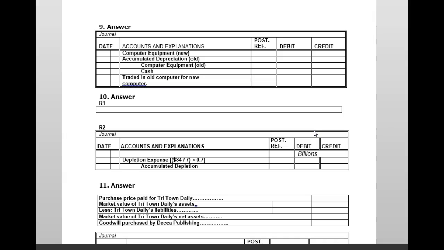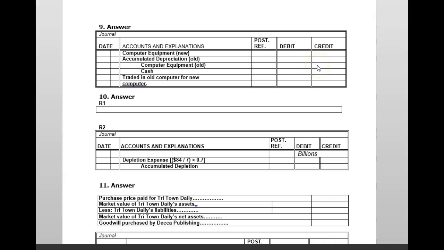Alright, now we're ready for 9. And this one's a little bit different. This one's kind of, well, let me show you how you work these kind. As you look at 9, they purchased a computer for $3,100, debiting computer equipment.